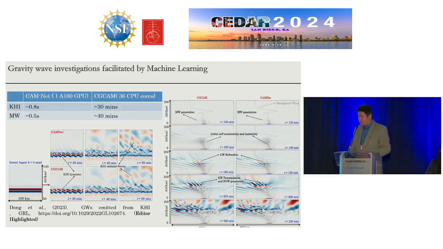And adding to our arsenal is the machine learning technique that has been developed over the past few years, which can significantly reduce the time of complex gravity wave simulations. This is a paper highlighted by JGR, using machine learning techniques to simulate gravity waves and KHI instability.